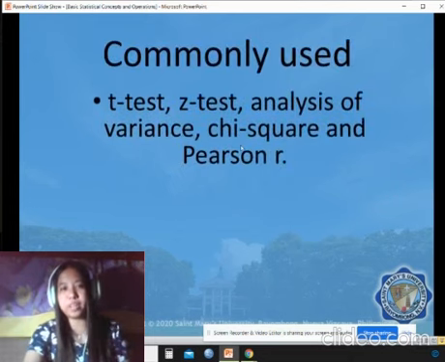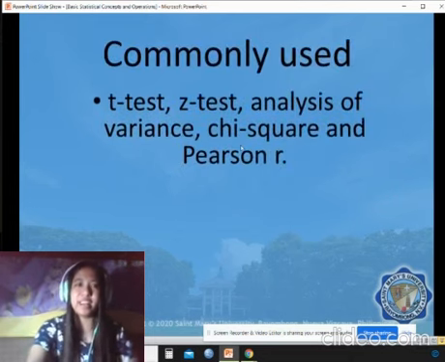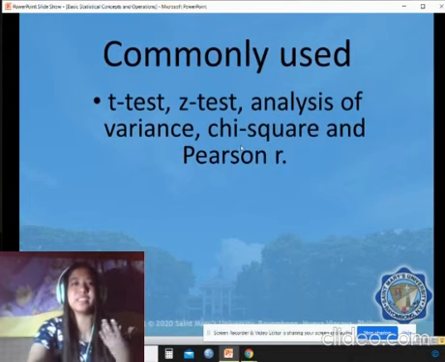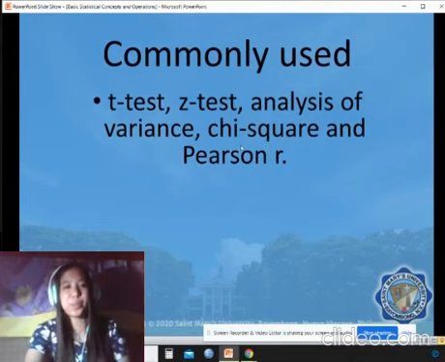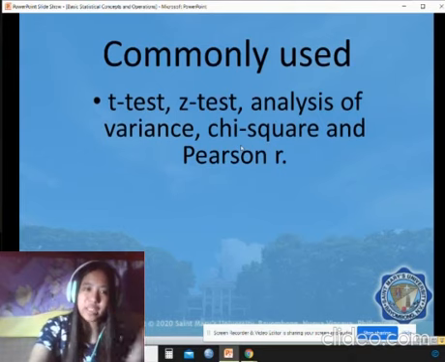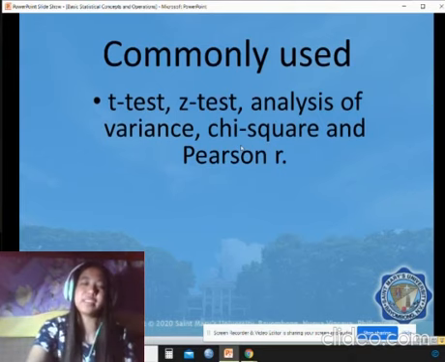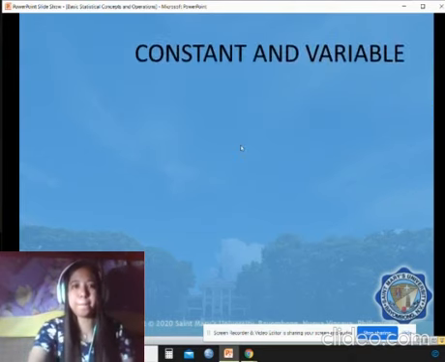We have commonly used tests. So we have the t-test, z-test, analysis of variance, chi-square, and Pearson R. So this will be discussed again in a separate chapter.